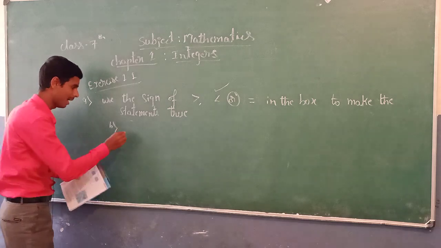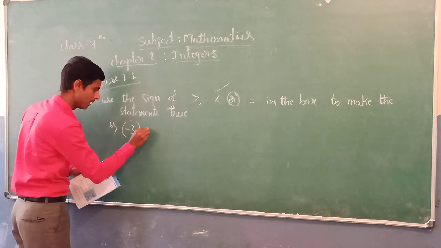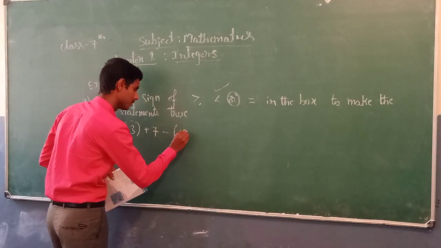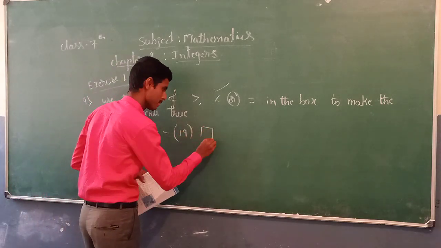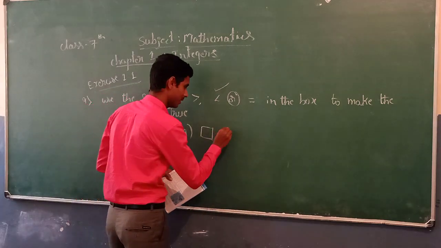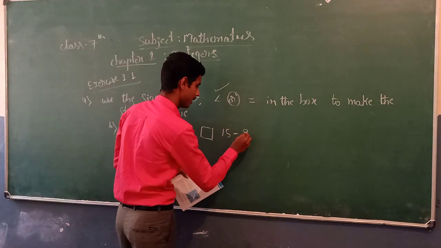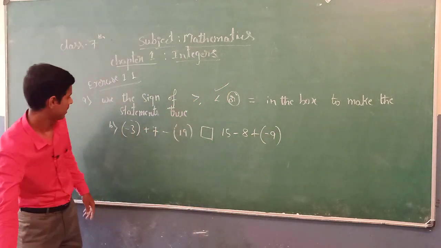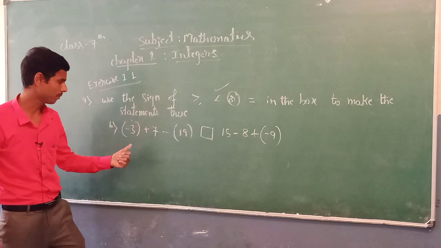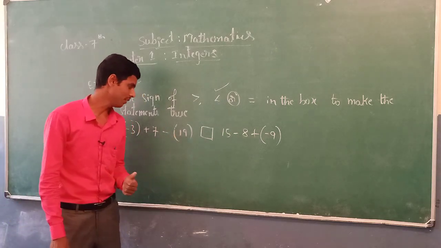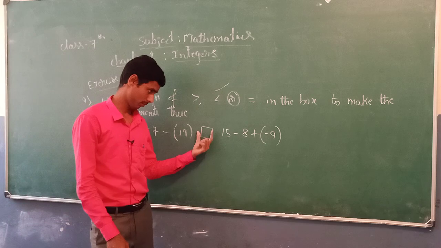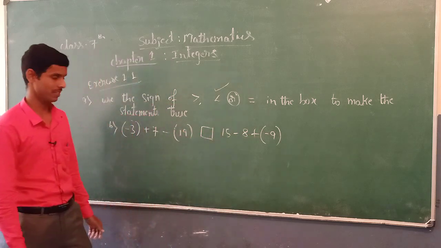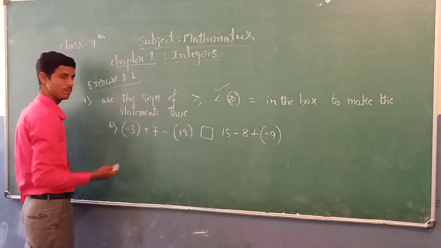Second one. Minus 3 plus 7 minus 19, and 15 minus 8 plus of minus 9. We have a box here, so we will simplify this part first.